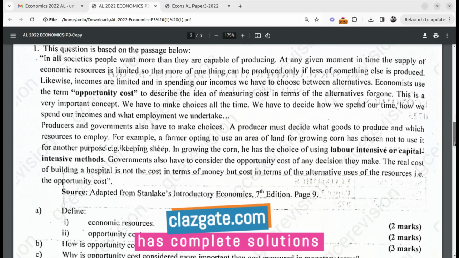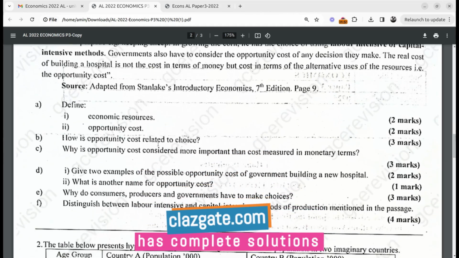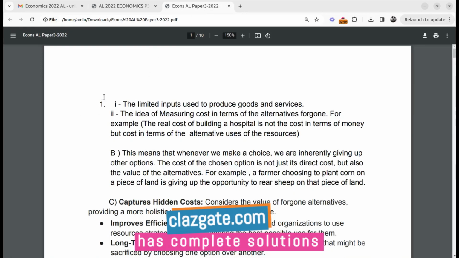So, question 1, sub A. Question 1A, sub 1 is asking us to define economic resources. Economic resources can be defined as the limited inputs used to produce goods and services. Okay, straight, easy definition. Or you can say economic resources can be defined as the inputs used to produce goods and services.